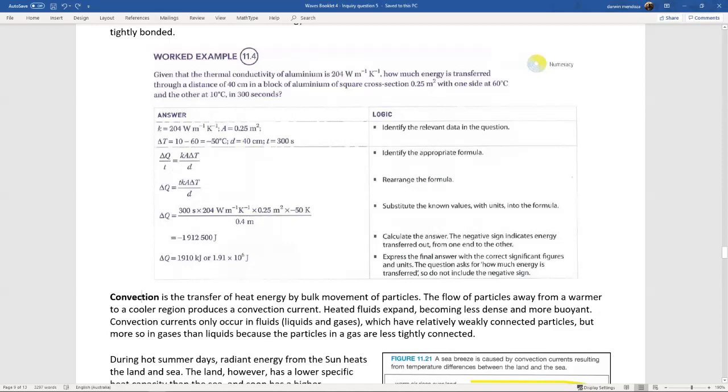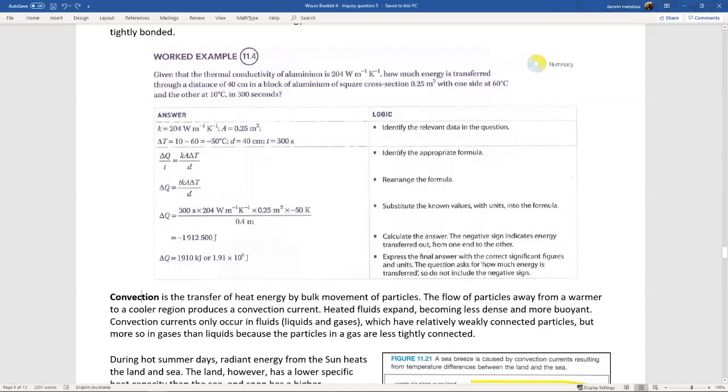We know our constant, 204 watts per meter per Kelvin. We know our area, 0.25 meters squared. We know our change in temperature is going from a nice warm 60 to a cool 10 degrees Celsius, and that's going to give me minus 50 degrees Celsius. The distance that they're spread apart is 0.4 meters, and the time I'm applying that heat for is 300 seconds.